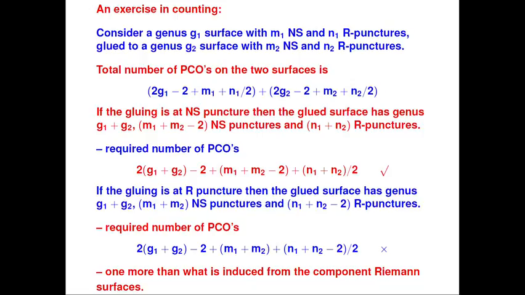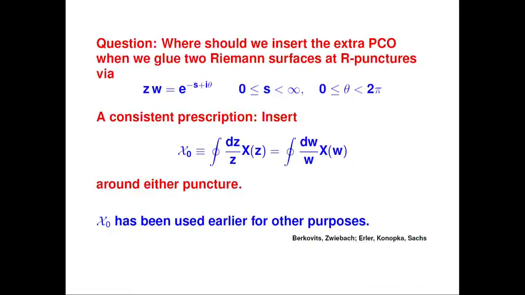And it turns out that there is a prescription which is consistent with everything else. Now, it is not clear that this is the only way you can do it, but this is certainly one way, and that is the following prescription. Suppose the gluing is done in the standard manner, Z and W are the local coordinates around the Ramond punctures, and we have the gluing relation ZW equal to e to the minus S plus i theta. So, a consistent prescription will be to insert the extra picture changing operator not at a single point, but we have to average over many such insertions.